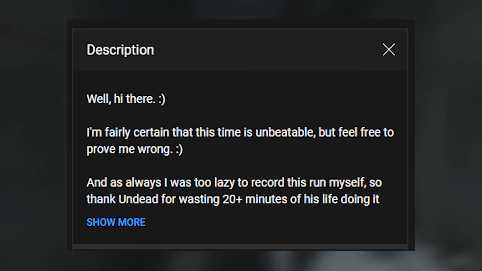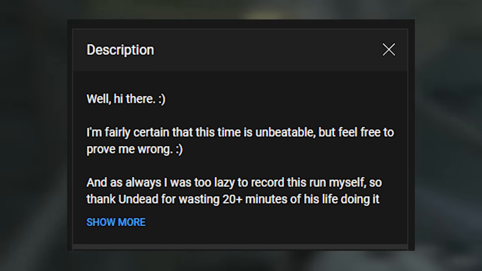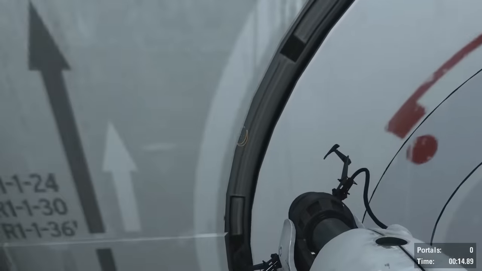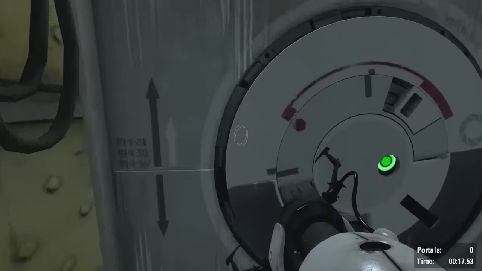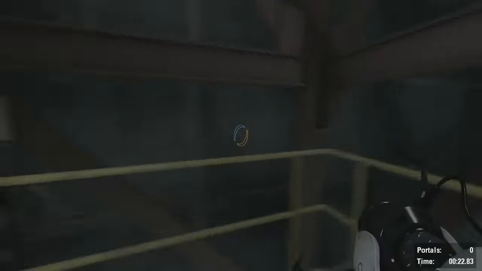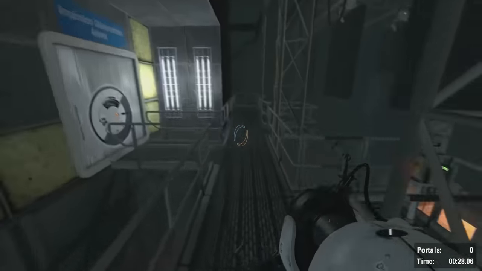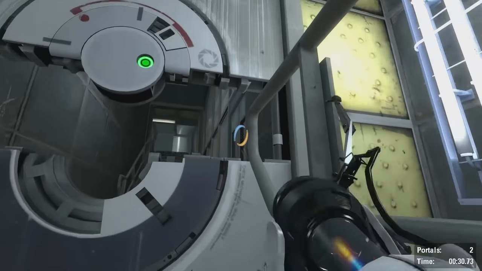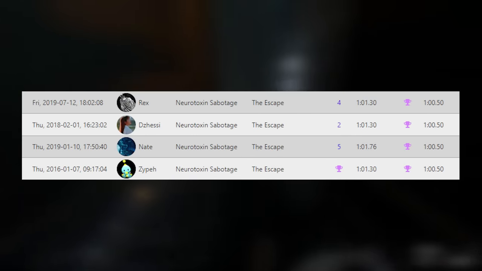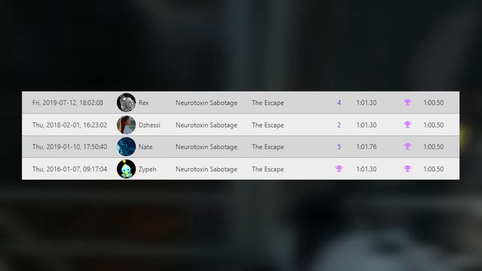Zaipe noted that he was fairly certain that this time was unbeatable, but also issued the challenge to prove him wrong. Well, Zaipe was by far the most skilled Portal 2 runner at the time, so no one was going to prove him wrong anytime soon. In fact, for the first time in a while, Neurotoxin Sabotage got a bit of time to rest, as 100.50 would stay as the world record. It would take 2 years for someone to tie Zaipe, where in 2018, Desi would achieve a 100.50, and in 2019, both Nate and Rex would also tie the perfect time.